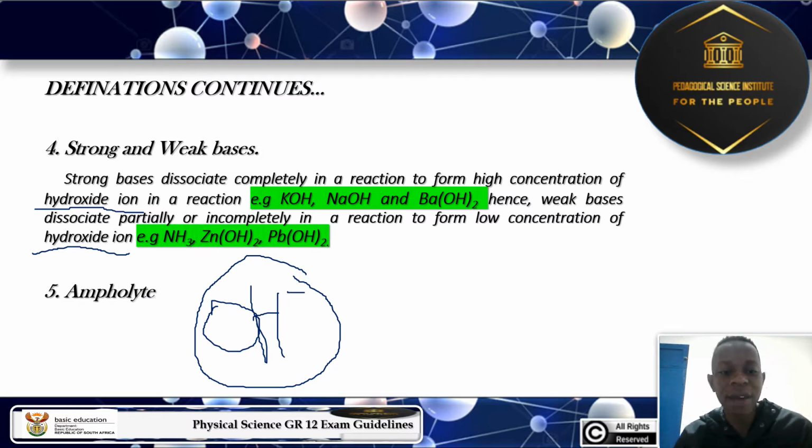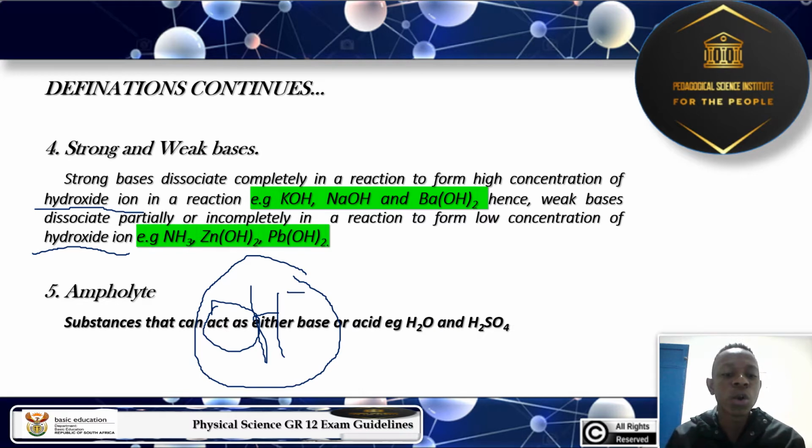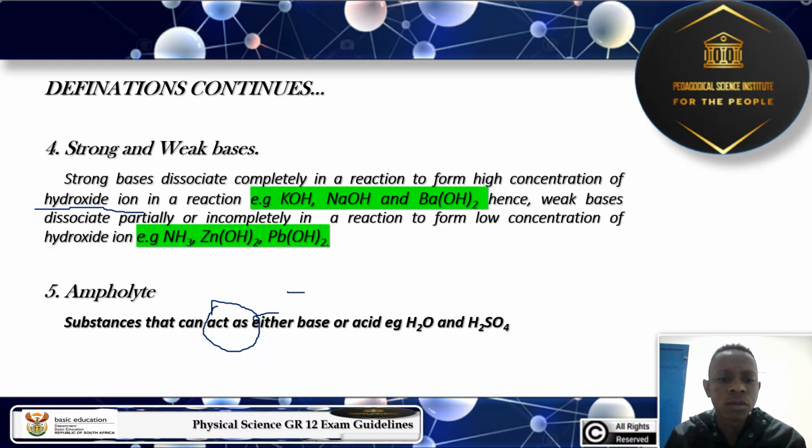Then we have this one, ampholyte. I think everyone has encountered ampholyte. So ampholytes are substances that can act as either base or acid. In a reaction, they can be a base, they can be an acid, depending on the other reactant.